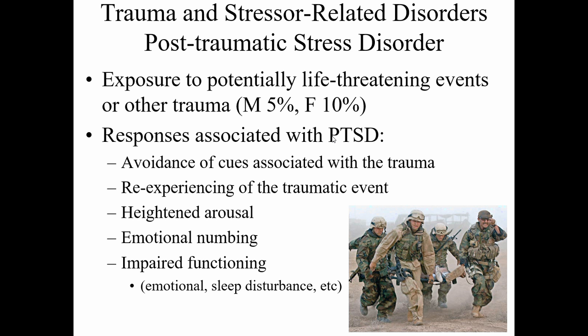And emotional numbing. The person may find that they just don't seem to respond emotionally to things like they normally would. This is often very difficult for family members, and they say the person is just not the person they were before. They used to be, say, affectionate and caring. Now they just seem to have no emotions. Also, impaired functioning may occur in terms of emotional functioning and having normal ups and downs of emotions, sleep disturbances may occur, and so forth.